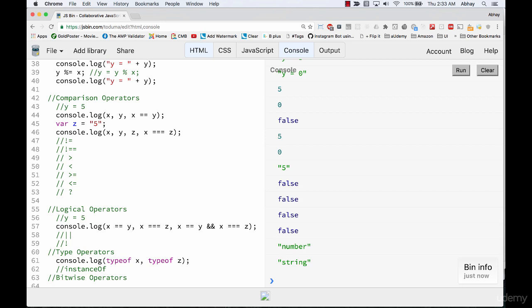I have attached a document which will give you a complete list of all the operators so that you know what each operator does. And do make sure to practice each and every operator in this JS bin.